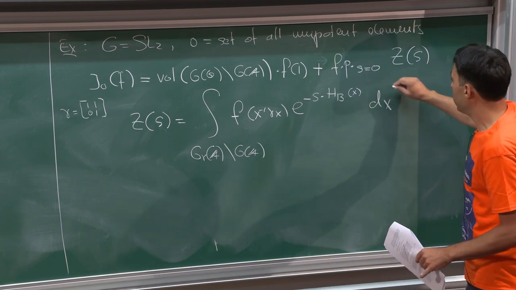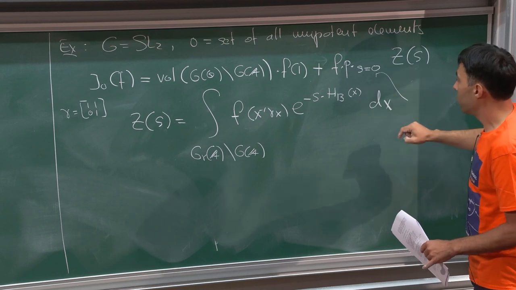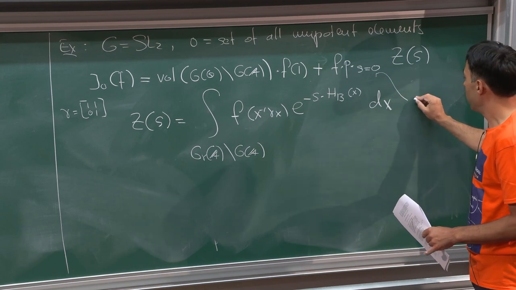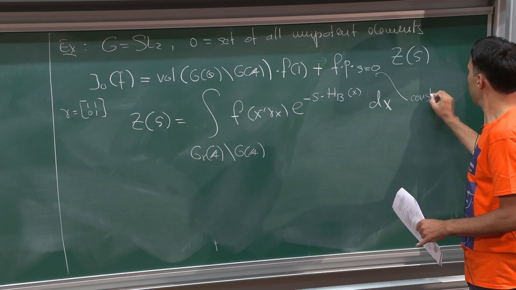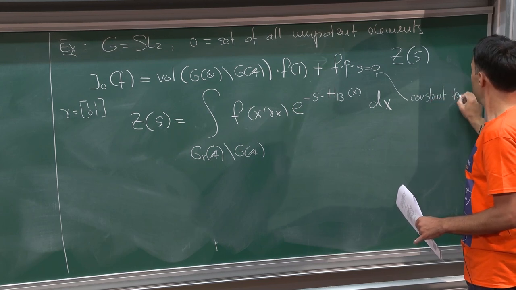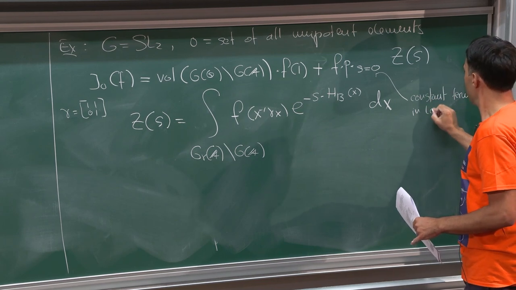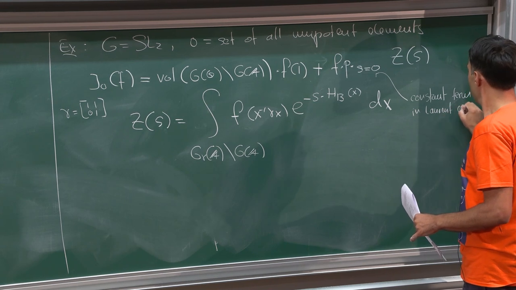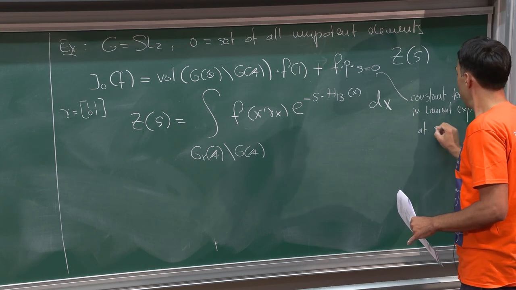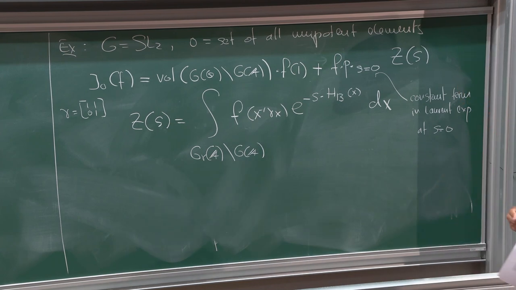The finite part is easy to say. This is going to be a meromorphic function in s, and this is going to be the constant term in the Laurent expansion at s equal to 0 of this meromorphic function. That is actually, will end up not being holomorphic. It will have a pole.